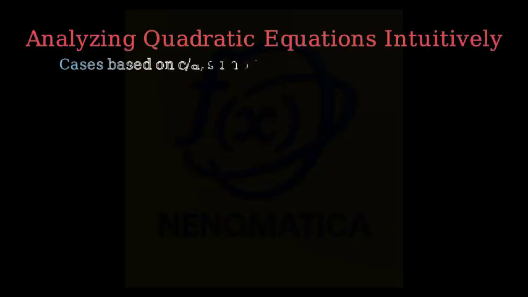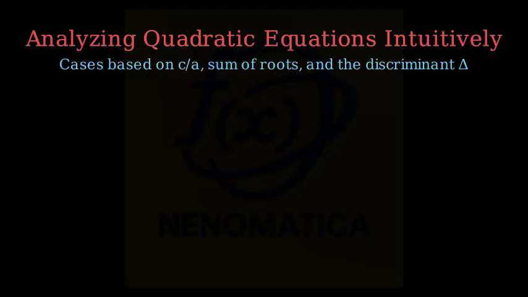In this lesson, we will build an intuitive step-by-step algorithm to analyze quadratic equations of the form ax squared plus bx plus c equals 0 when two real roots exist and x2 is greater than x1. We will use signs of c over a, the sum of roots negative b over a, and the discriminant delta to decide where the roots lie on the number line and whether they exist or repeat.